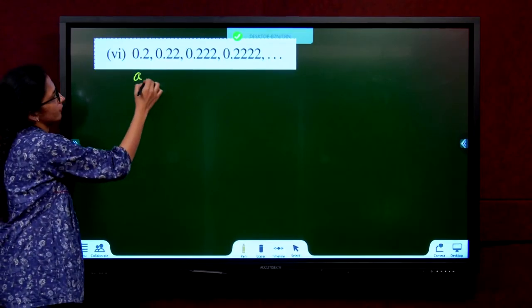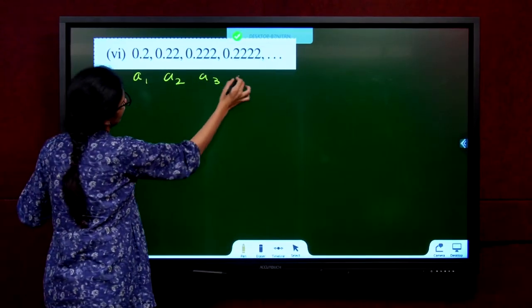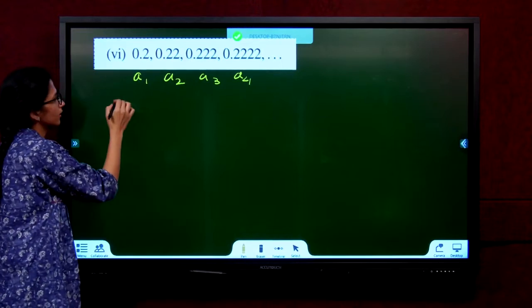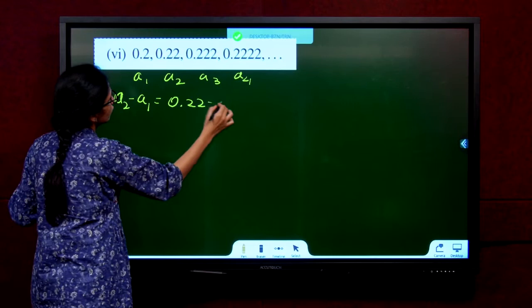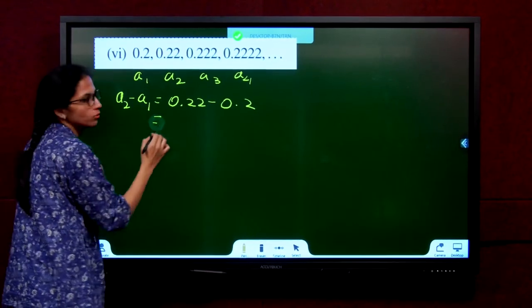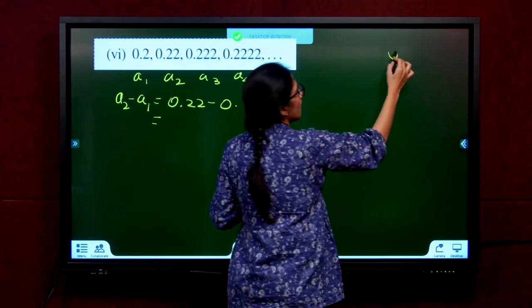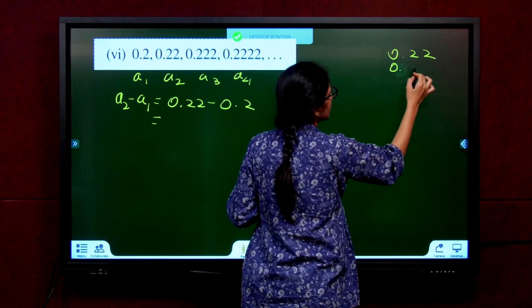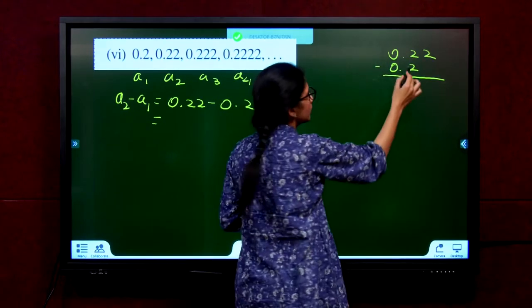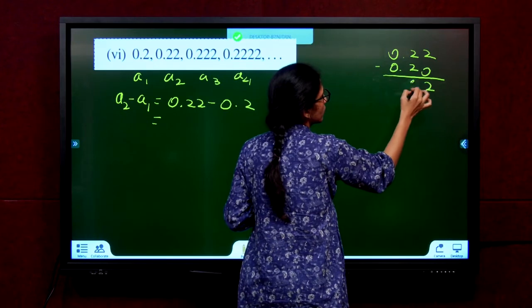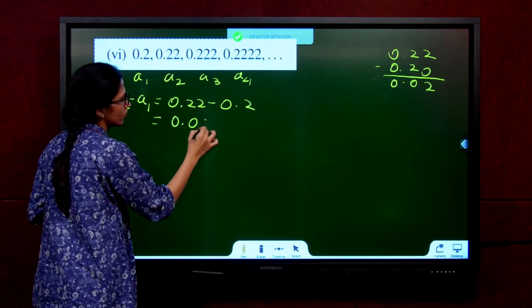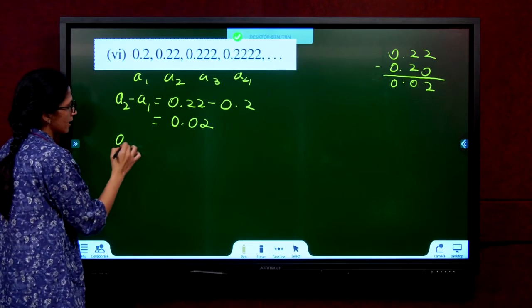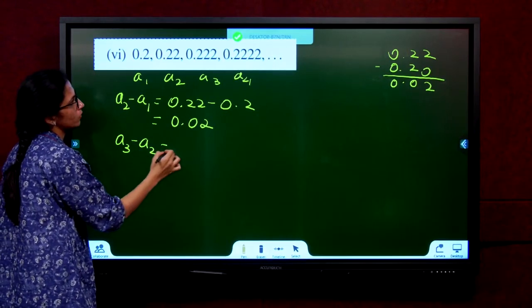So we have A1, A2, A3, A4 here. Let us start with A2 minus A1. 0.22 minus 0.2. Be careful. 0.22 minus 0.2. This 0 here, 2 minus 0, 2. 0, 0. So 0.02. Next, A3 minus A2.